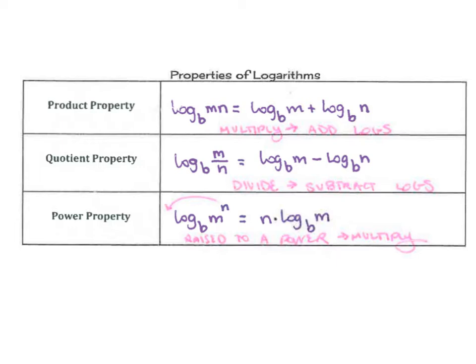So properties of logarithms. When we're expanding, what we're trying to do is start at a single log and expand it. If the values are multiplying within the log, we can expand it by adding the two logs together. So we separate it: log base b of m plus log base b of n. If we're dividing, we subtract the logs: log base b of m minus log base b of n. Then if it's raised to a power, that n goes to the front, and then it multiplies the entire log.